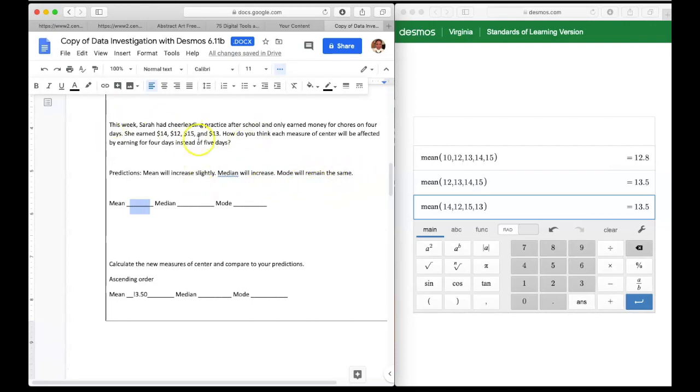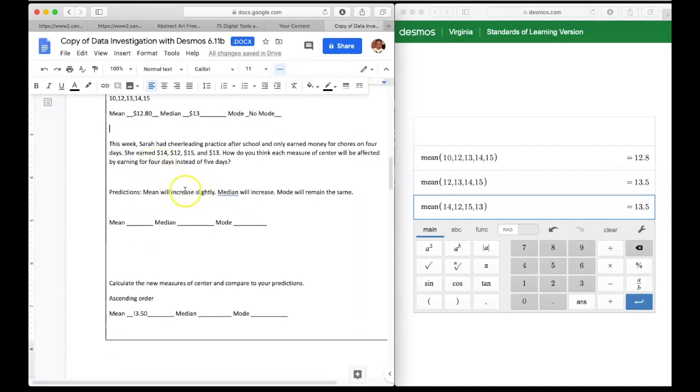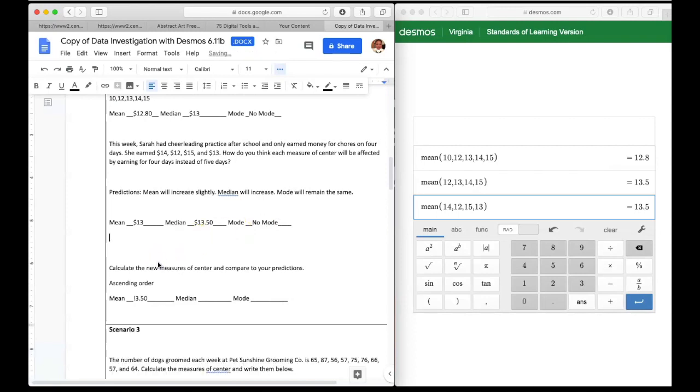So based on our information, right now our mean is $12.80. So I think it's going to go up to about $13. So I'm going to place here $13. This again is our guess. And I think our median, it's already at $13. So if I say it's going to go up a little bit, maybe I say it's $13 and don't think it's going to be more, because all of our numbers are still different.